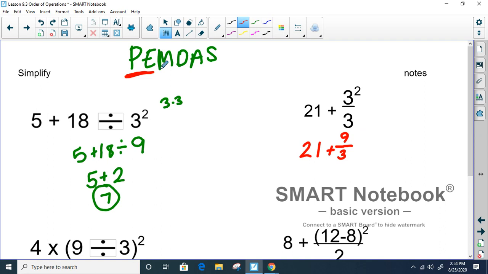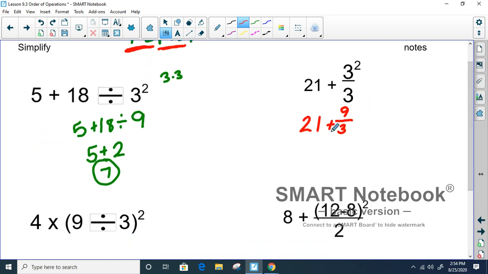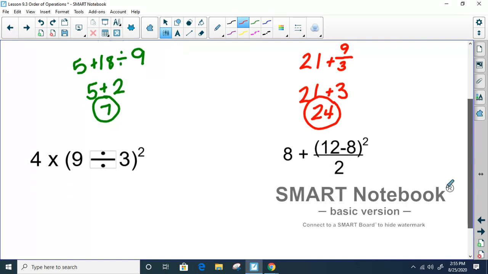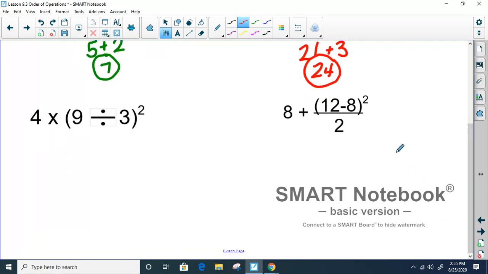Now, add or multiply, divide would be next. This is still a little tricky. Whenever we have a number written as a fraction like this, we can simplify it using division. So this actually reads as 21 plus 9 divided by 3. So I know that 9 divided by 3 is 3, and that just leaves me with addition at the end. So 24 would be my answer here. Go ahead and pause and try these last two problems.